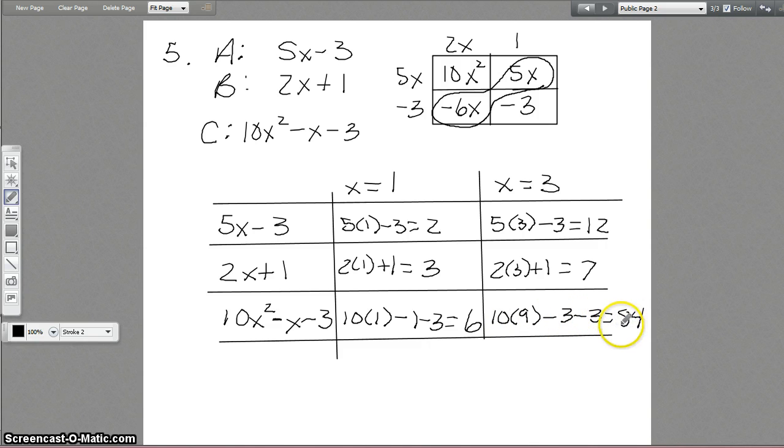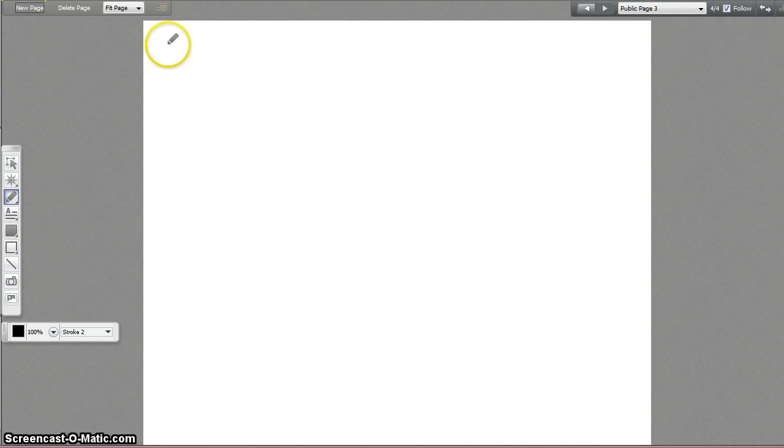So if we look at this, notice we get 12 times 7 is 84. C is the product of A and B, so when we plug a number into A and we plug a number into B, our answer when we plug that number into C ought to be the product of those two. So this was number 5, which is just like number 9 on the homework. So now we're going to move on to number 6.